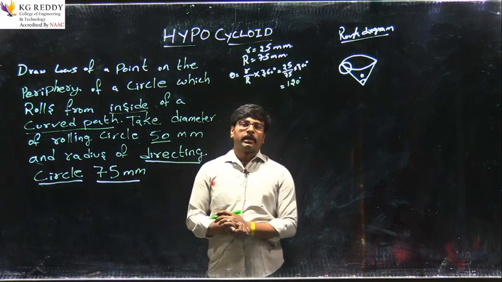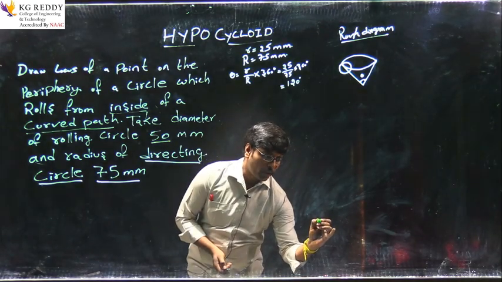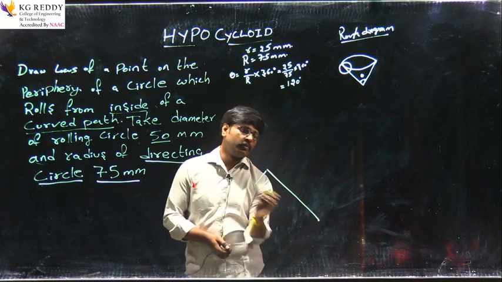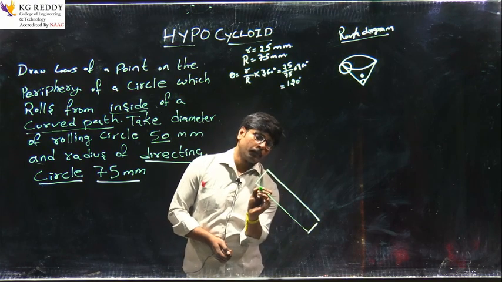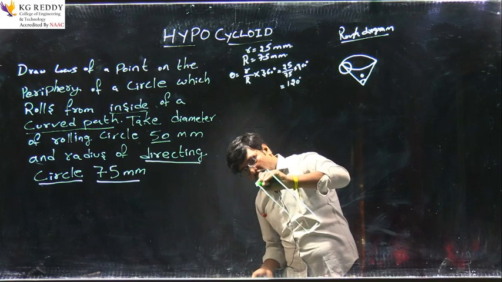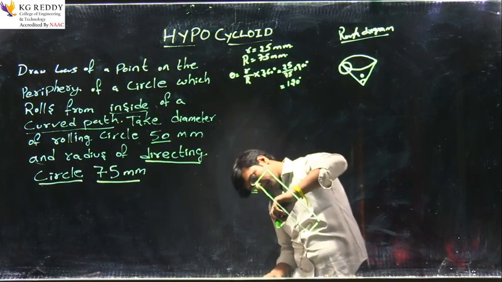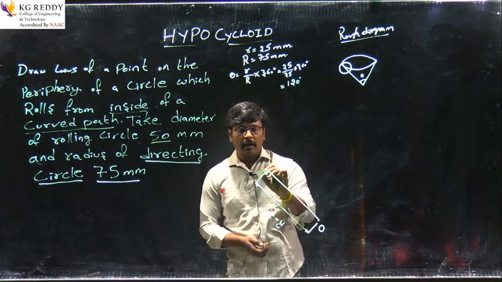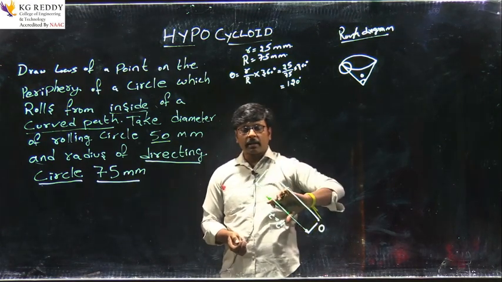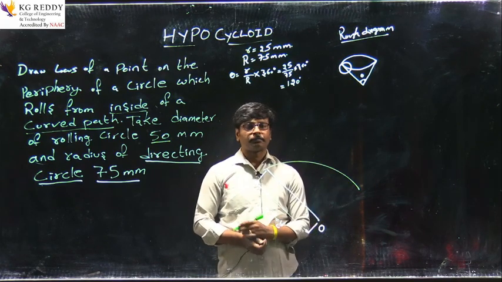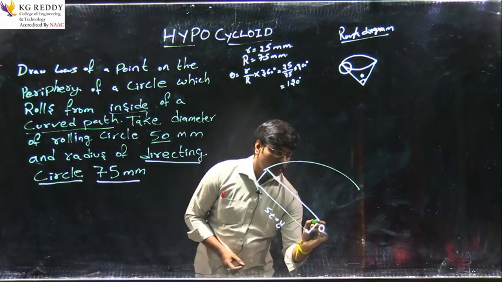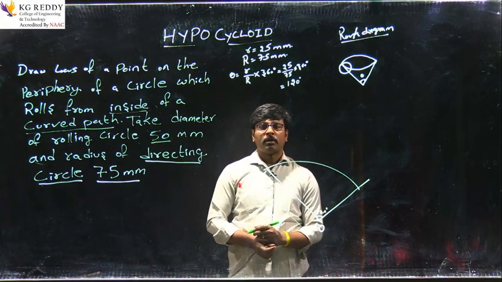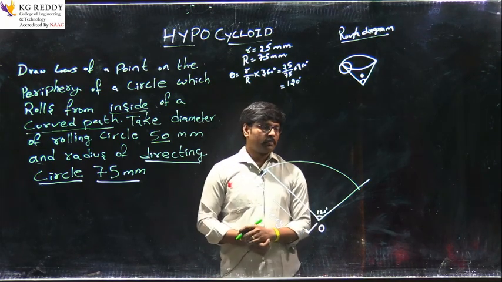We start to get a hypocycloid. Here is a point somewhere that I am considering, and I am trying to draw a radius of capital R, and this capital R is equal to 75 mm, and this is the center O. With O as center and 75 as the radius, I am trying to draw an arc, and the angle is 120 degrees. This is the way to draw a curved path.